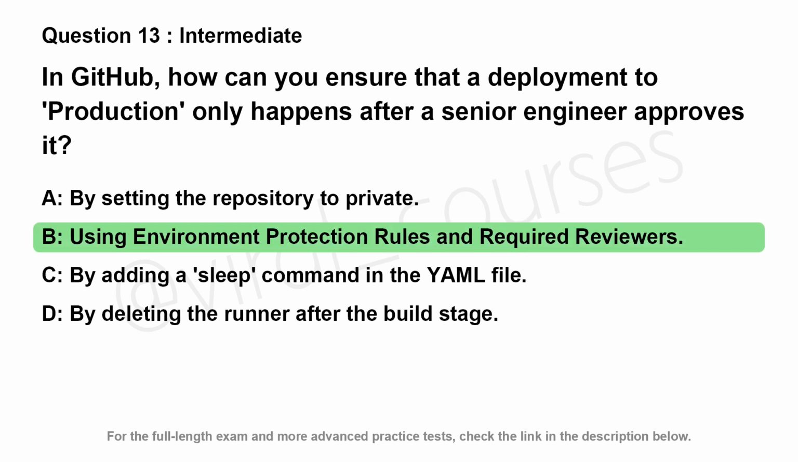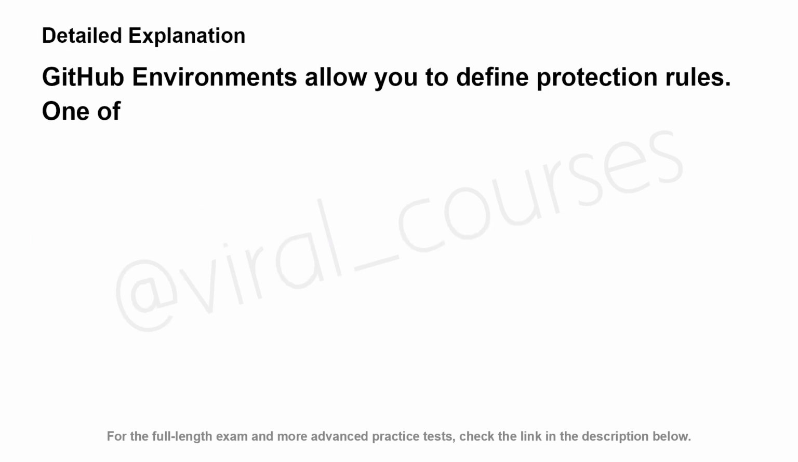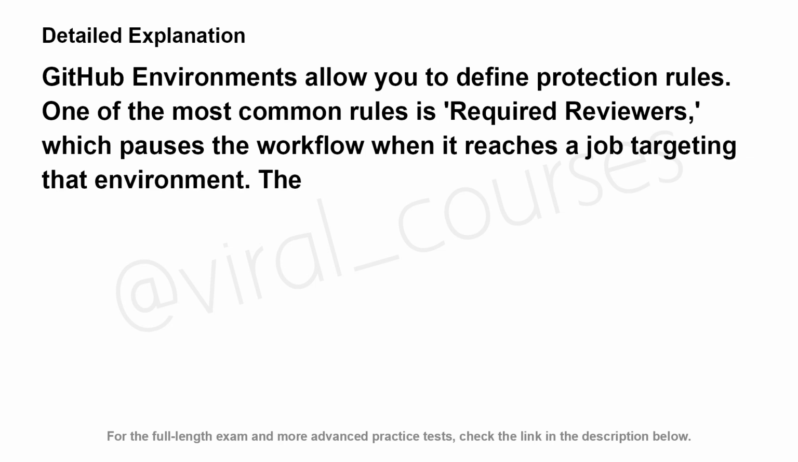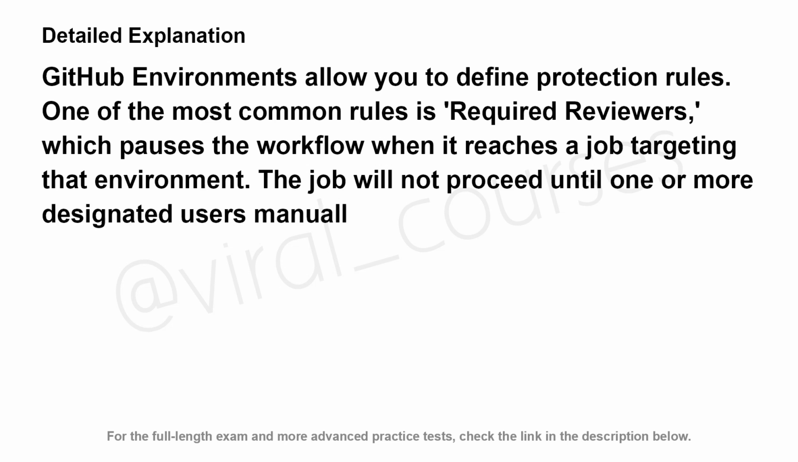The correct answer is B. GitHub environments allow you to define protection rules. One of the most common rules is required reviewers, which pauses the workflow when it reaches a job targeting that environment. The job will not proceed until one or more designated users manually approve it in the GitHub UI.